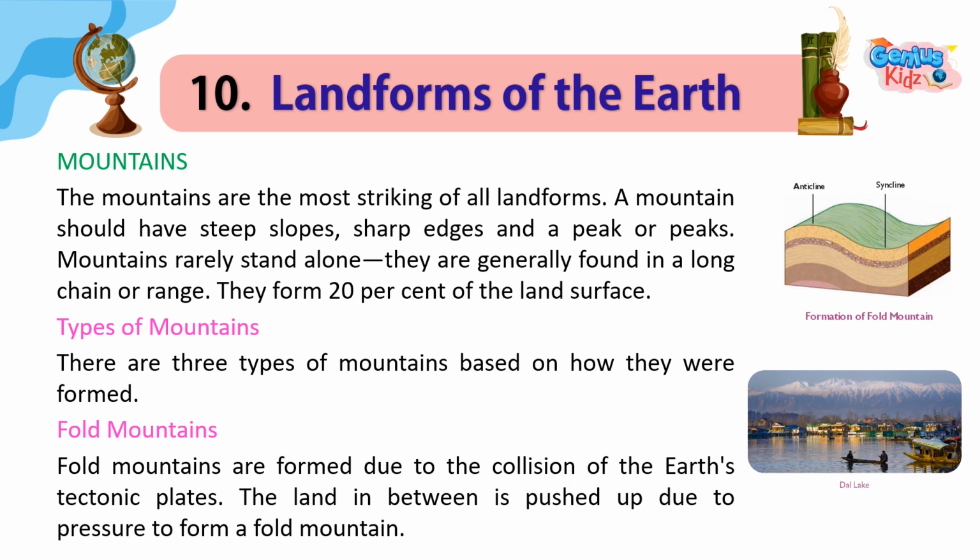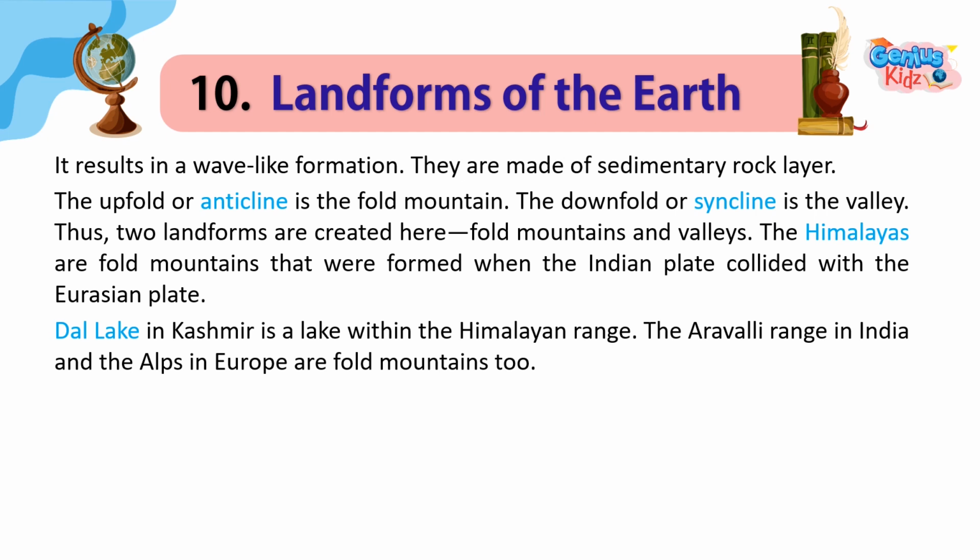Types of mountains. There are three types of mountains based on how they were formed. Fold mountains. Fold mountains are formed due to the collision of the Earth's tectonic plates. The land in between is pushed up due to pressure to form a fold mountain. It results in a wave-like formation. They are made of sedimentary rock layers.